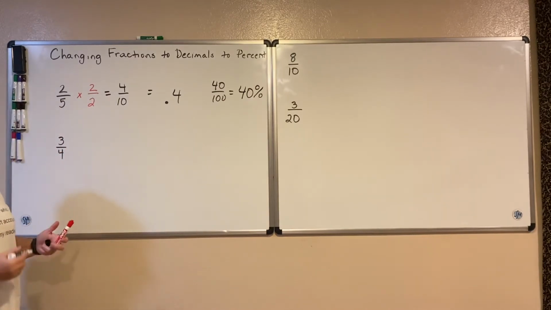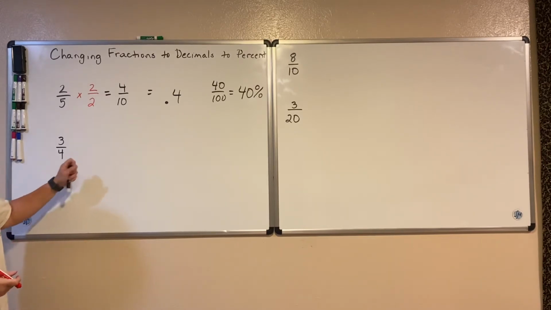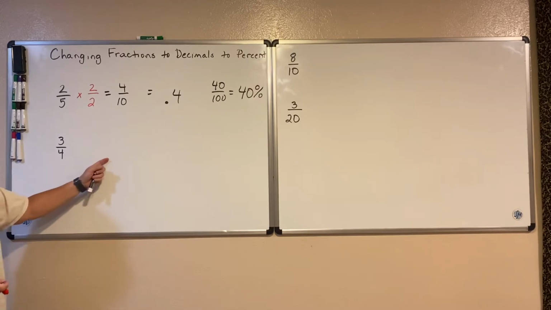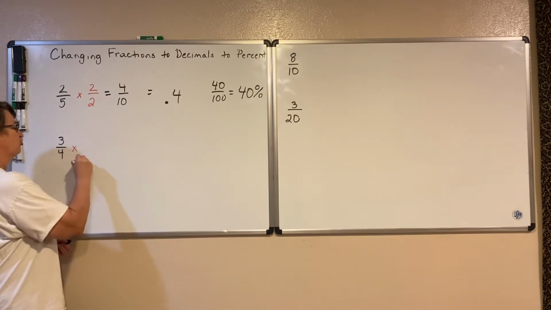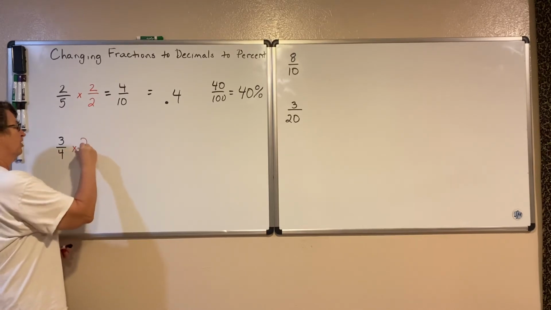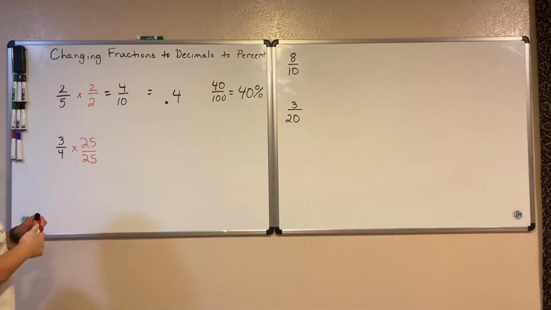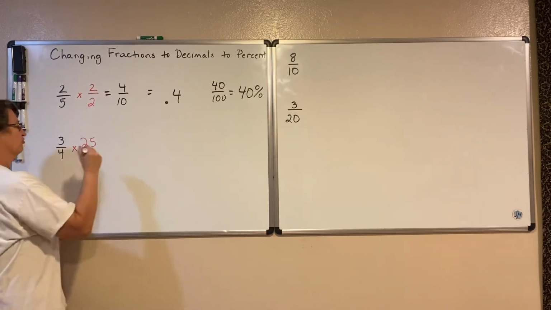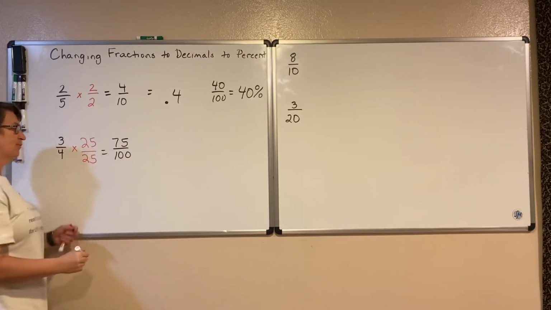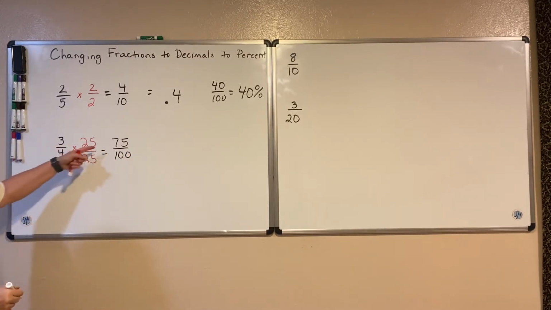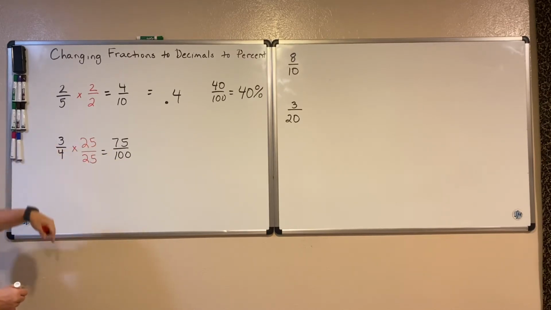Here we're going to do the same thing, where I want to turn this into a decimal and a percent. Well, 4 doesn't go nicely into 10, so multiplying by a number to get to 10 is not going to work, but it does go into 100. So I can multiply this by 25 to get to 100. So 3/4 is equal to 75 out of 100. And if you think about it, 3/4 is equal to 75 cents out of $1. So these two numbers are exactly the same.